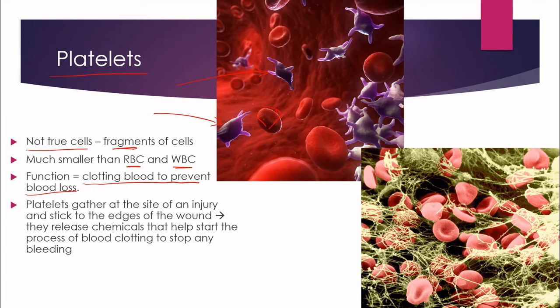The way they do this is the platelets will gather at the site of an injury and stick to the edges of the wound. They release chemicals, which is a pretty complex process that helps start the process of blood clotting to stop any bleeding and eventually form a scab. Over here, all of these strands you see through here are what we call fibrin. And the platelets help produce these fibrin fibers from the fibrinogen that we spoke about earlier a couple of slides ago, which is carried through the plasma. So these will bind together red blood cells. If there's a wound or a cut that needs to be sealed, they'll actually bind that up and eventually form a scab.